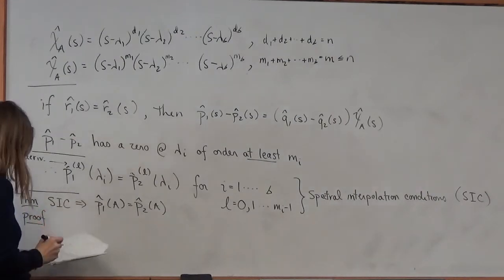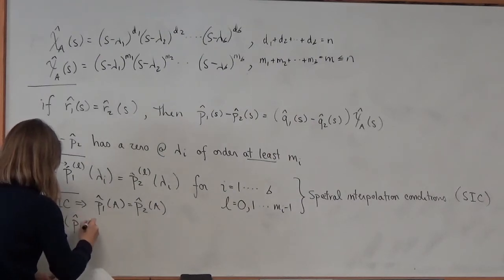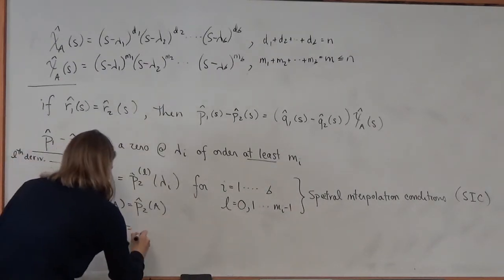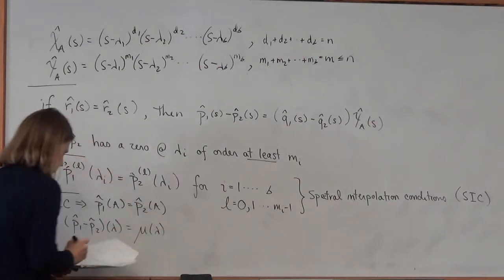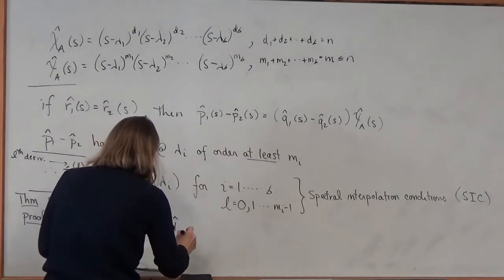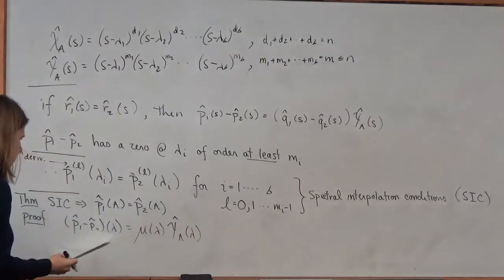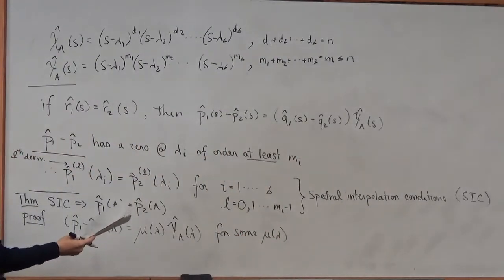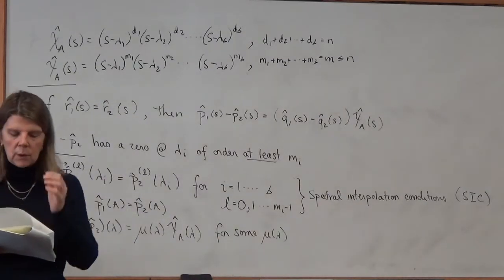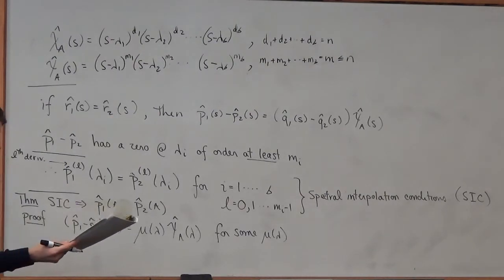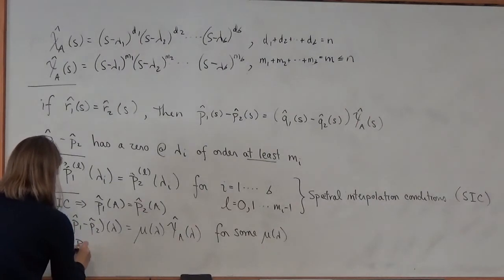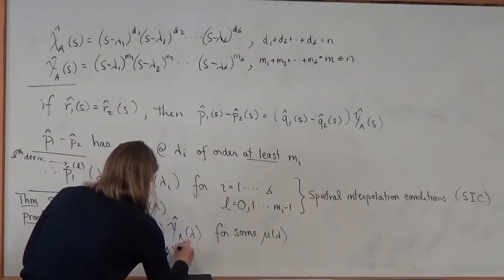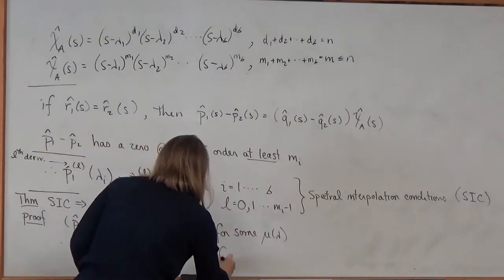So the proof of that is just look at P1 hat minus P2 hat, evaluated on lambda. This is my difference polynomial, evaluated at s is equal to lambda, is equal to some polynomial, I'm just going to call it mu of lambda, times the minimum polynomial, psi hat A evaluated at lambda, for some polynomial mu of lambda. And why do we know that? It's because P1 minus P2 has a 0 of order at least mi at lambda I. So then that tells us that P1 hat of A minus P2 hat of A is equal to mu of A times the minimum polynomial evaluated at A, which is equal to 0 by the definition of the minimum polynomial.